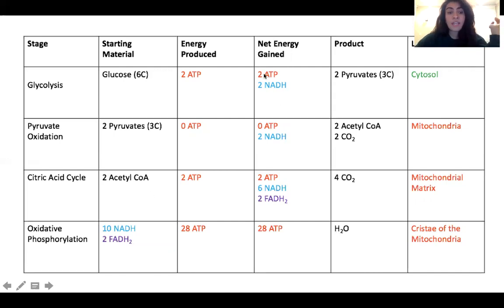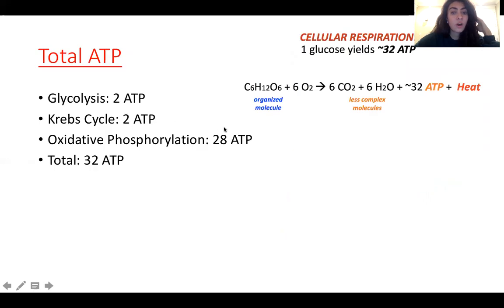But remember, 28 isn't the total. So we have to take the 28 that we made through oxidative phosphorylation, along with the Krebs cycle ATP and the glycolysis ATP, giving us a total of 32.